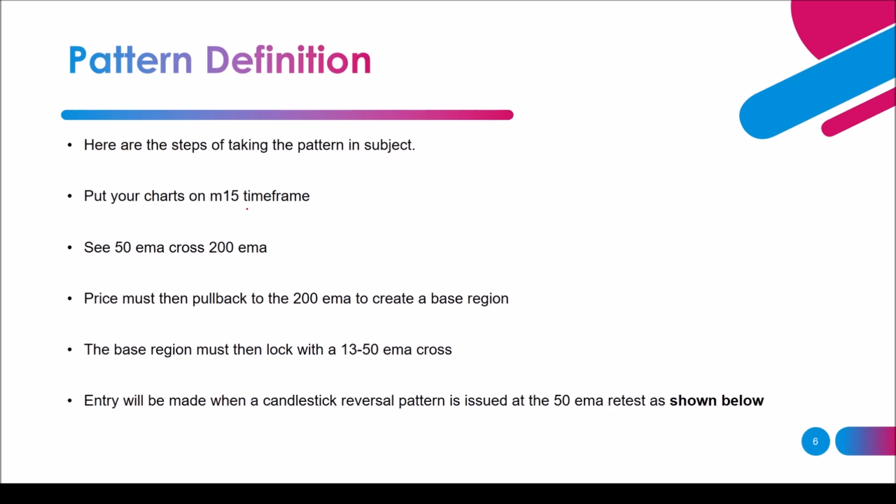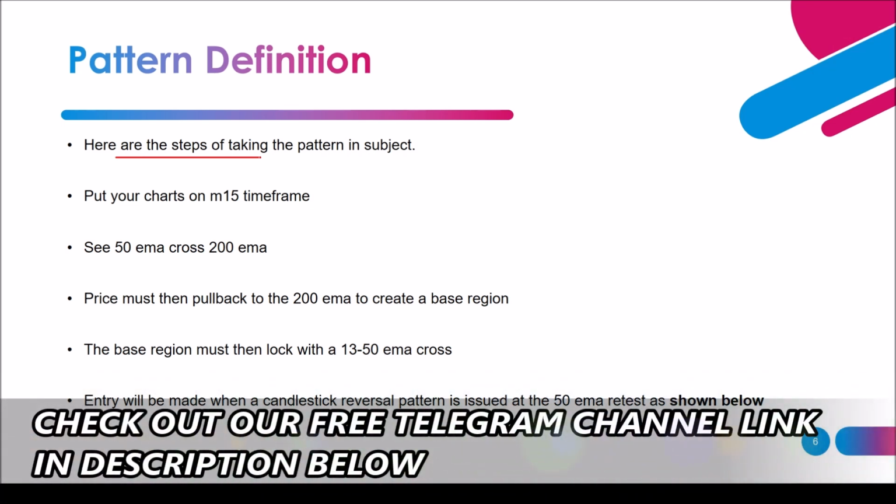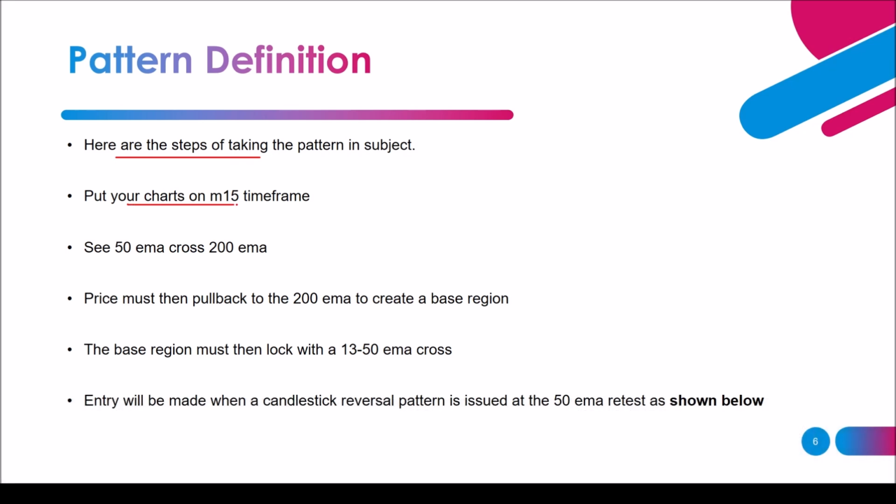So here's the pattern definition. Here are the steps of taking the pattern in question, which is one repeatable pattern and most effective on pound against the dollar. The first thing is to put your charts on the M15 time frame. After putting your charts on the M15 time frame, you need to see a 50 EMA crossing a 200 EMA. This gives you an idea of the bias. A downward crossover means the short-term bias is down, and an upward crossover means the short-term bias is up.